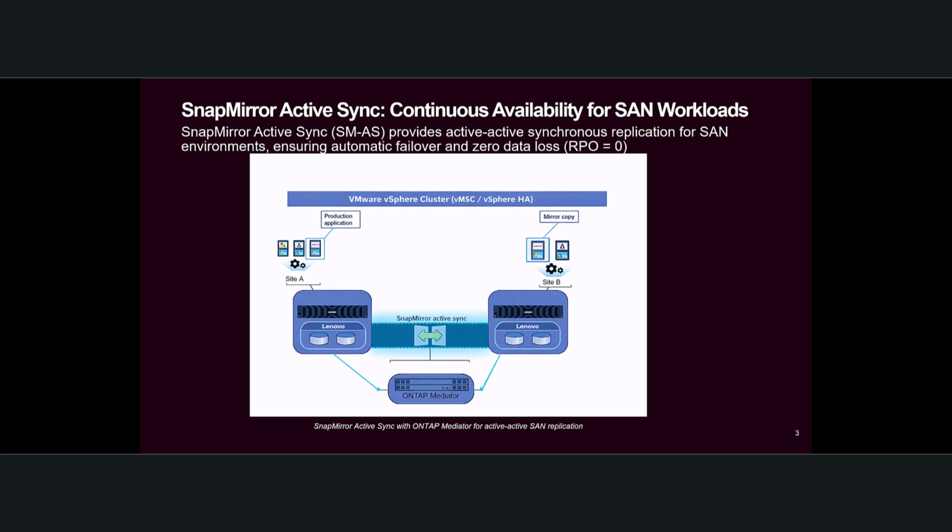And at the bottom is the ONTAP Mediator, which coordinates failover decisions and makes sure that we have a smooth transition in the case of a failover event. VMware vSphere sits above this entire architecture. The ESXi hosts at Side A and B are part of a single stretched VMware cluster, using vSphere HA and VMSC to consume the storage as a single, continuously available data store.